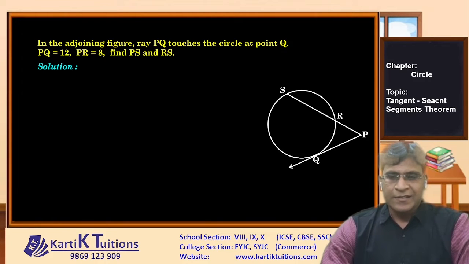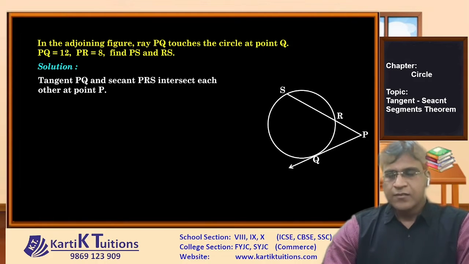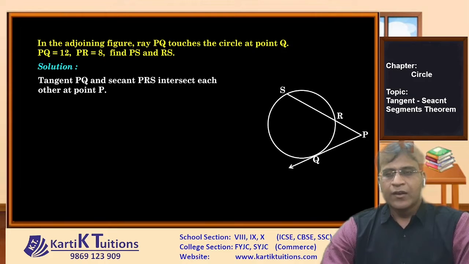Now, first of all, observe: it has one tangent and one secant. Here they are talking about the length PQ and length PR, and they have asked us to find PS as well as RS. Since we have a tangent and a secant, we can go for the tangent secant segment theorem. It gives us PQ square is equal to PR into PS. So here, PQ square is equal to what?